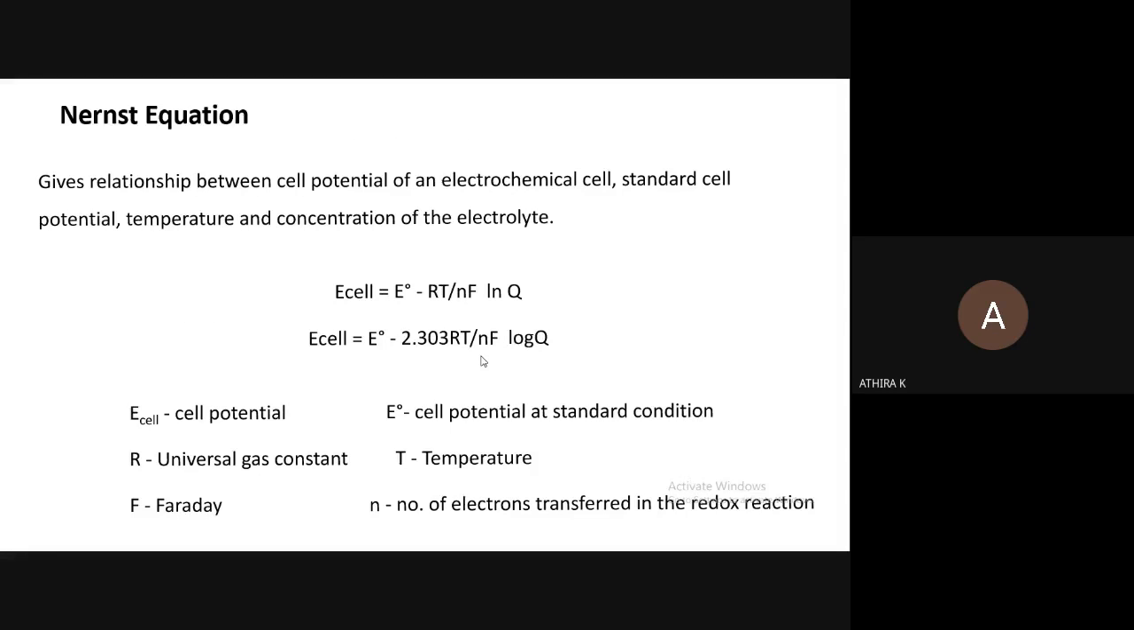Nernst equation is an equation that gives relationship between cell potential of an electrochemical cell, that is E cell, standard cell potential, which is E0 cell, temperature and concentration of the electrolyte. These terms are related using this Nernst equation, and this is the Nernst equation. E cell equal to E0 cell minus RT by NF ln Q. If we are replacing natural logarithm using log to the base 10, it will convert to E cell equal to E0 cell minus 2.303 RT by NF log Q in the equation.